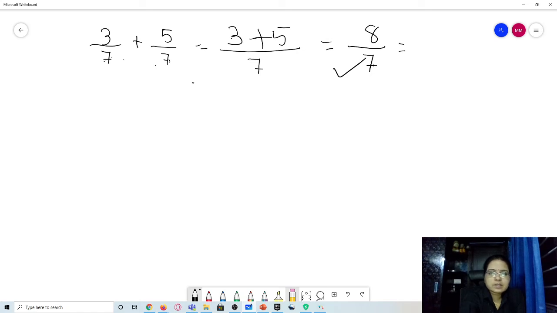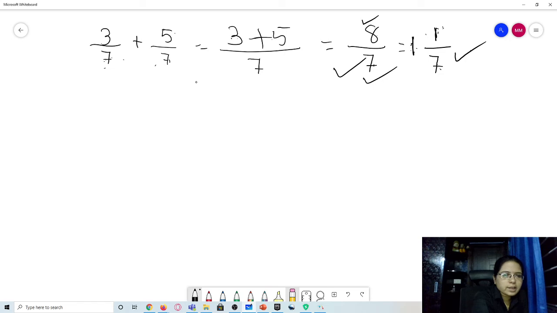divide 8 by 7, the quotient is 1, the remainder is 1, divided by the denominator 7. 7 multiplied by 1 is 7, 7 plus 1 is 8 divided by 7. This is also correct. 1 and 1 divided by 7 is the mixed fraction of 8 divided by 7. So addition of like fractions is just add the numerators only. Here 3 plus 5 is 8, 8 divided by 7.